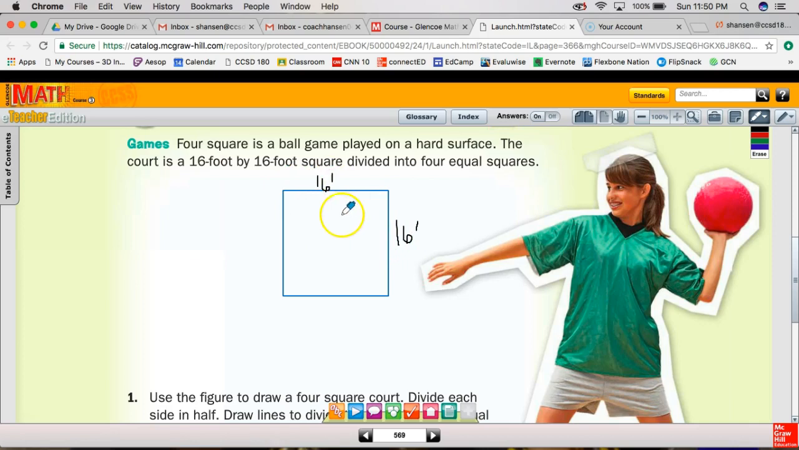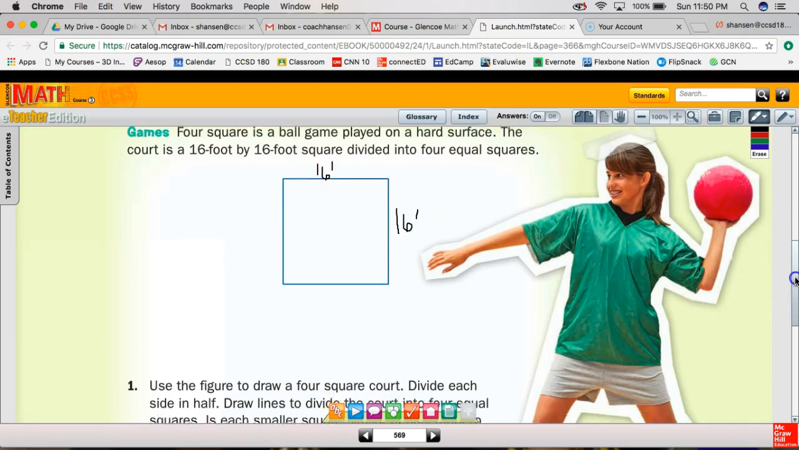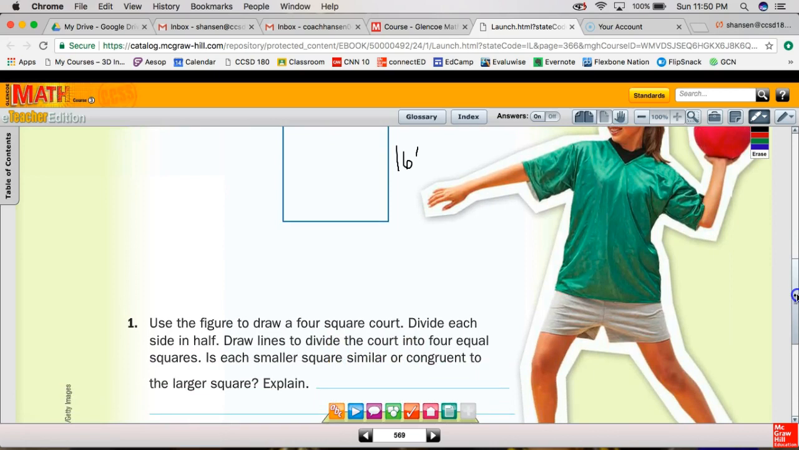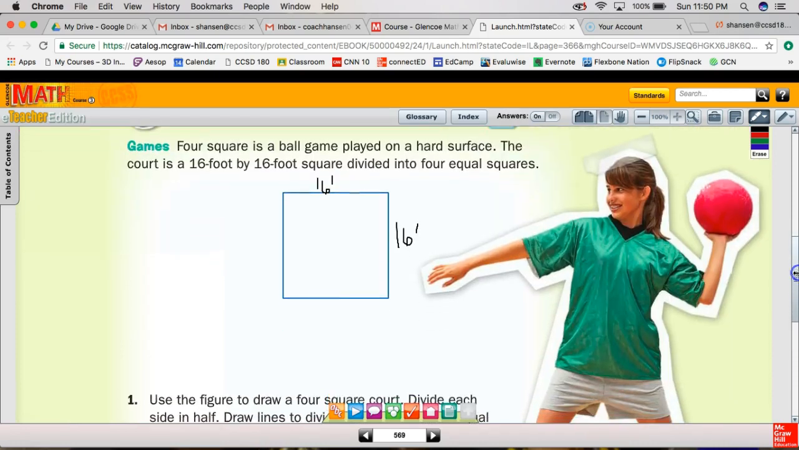All right, it's a square, and it says divided into four equal squares. So we'll follow the directions along below. Use the figure to draw a four-square court. Divide each side in half. Draw a line to divide the court into four equal squares. Okay, so let's go ahead and do that. As close to the middle as possible. Doesn't have to be perfect. I've seen some of your artwork. You guys aren't artists either. Haha, very funny. So there's your 1, 2, 3, 4 equal pieces, right?